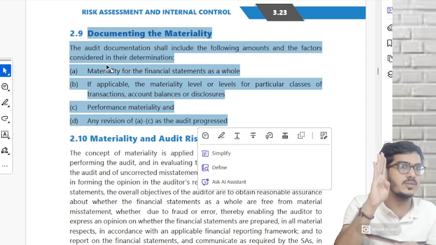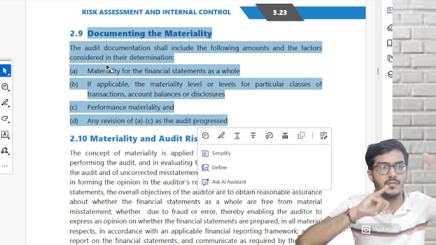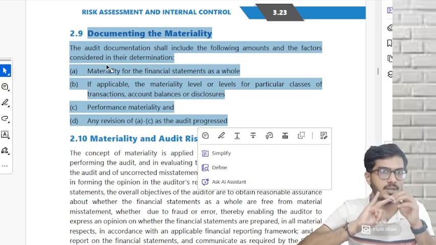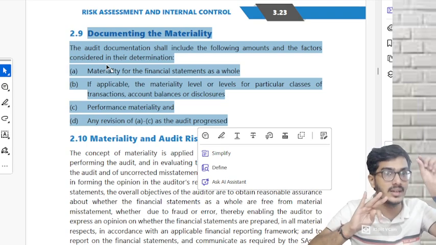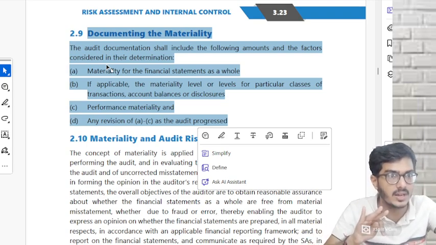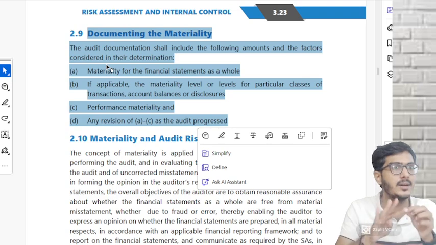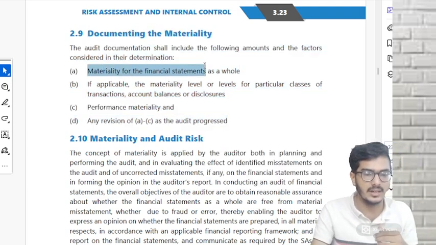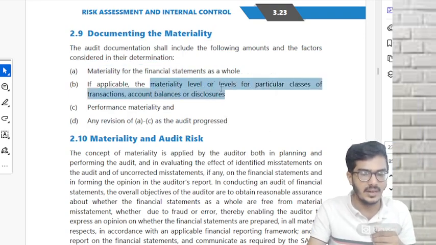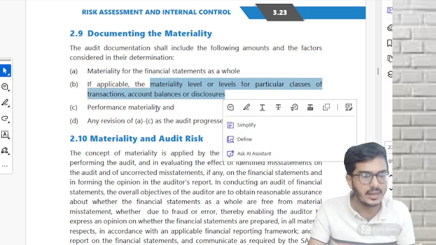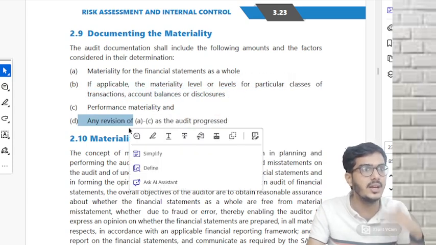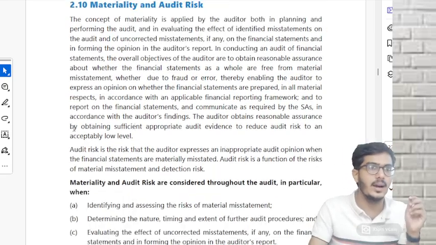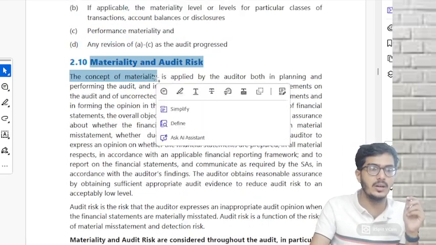Understood? So what are the 4 things which you're going to document? One is the materiality level for the financial statement as a whole. One is performance materiality. One is materiality for the individual classes of transactions, account balances and disclosures. And the last one is any revision made in the above things. The same thing is written here also. Understood? Then coming to materiality and audit risk, directly come over.